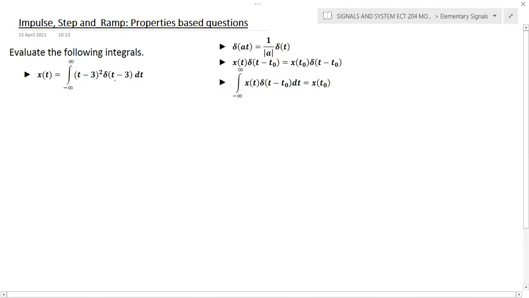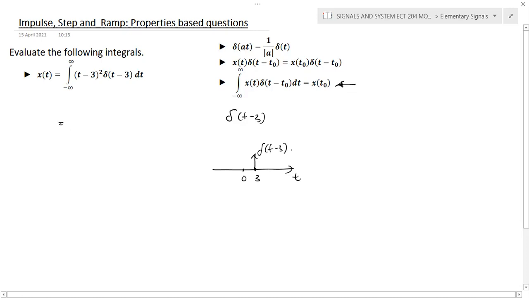Now we can see another signal, which is del of t minus 3 into t minus 3 the whole square, and integral from minus infinity to infinity. So you can apply this shifting property, and here in place of x of t, it is del of t minus 3. Del of t minus 3 means I can draw this waveform. This is 0 and this is 3. So the signal exists only at 3.